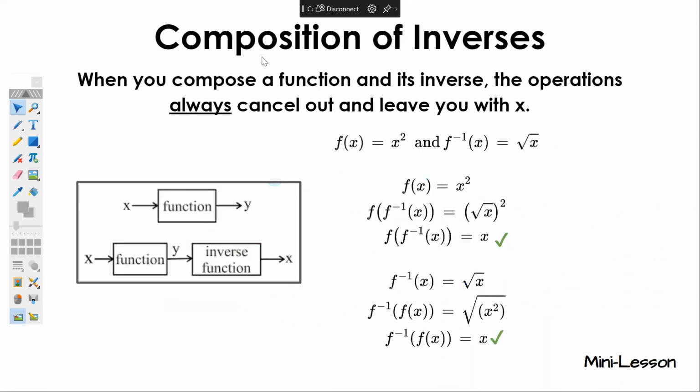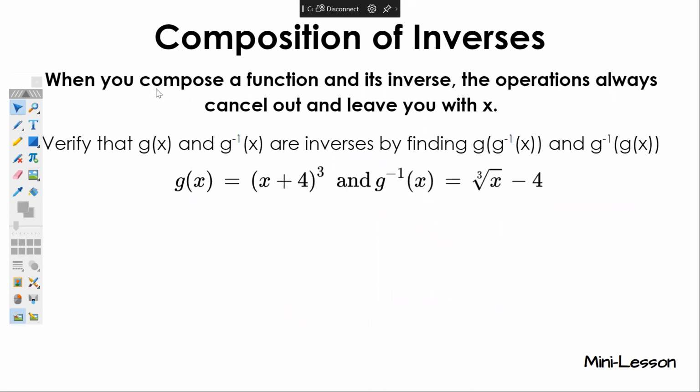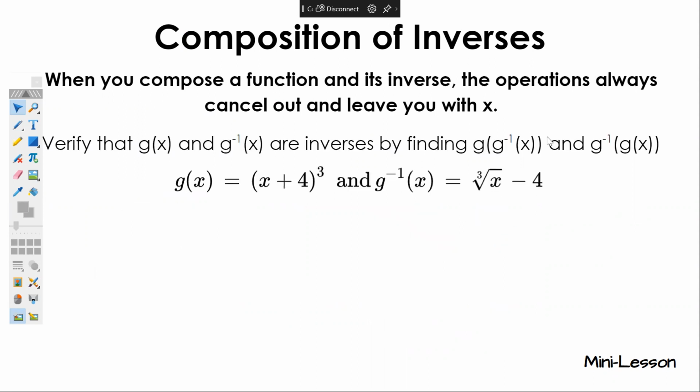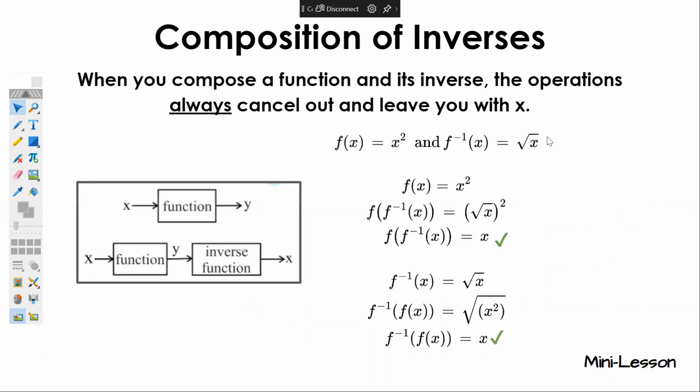So, composition of inverses. When you compose a function and its inverse, the operations always are going to leave you with an x. For instance, they give us this example of x squared and the square root of x. We're trying to see if these are actually inverses of each other. So we're going to plug in square root of x inside x squared. I'm going to show you what that looks like.